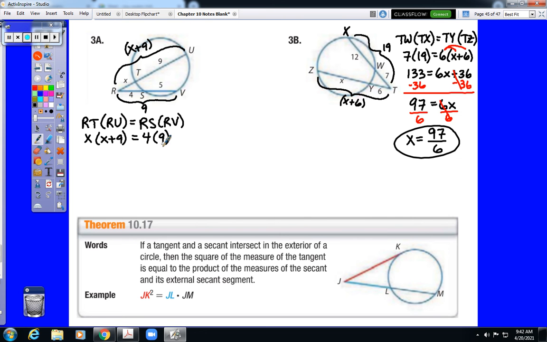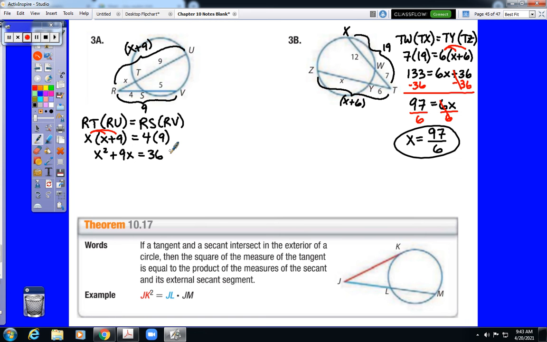And unlike the previous examples that we have done, when we multiply that out, we get x squared plus 9x equals 36. There's an x squared in the equation, unlike previously, meaning that this is not a linear equation. This is a quadratic equation.